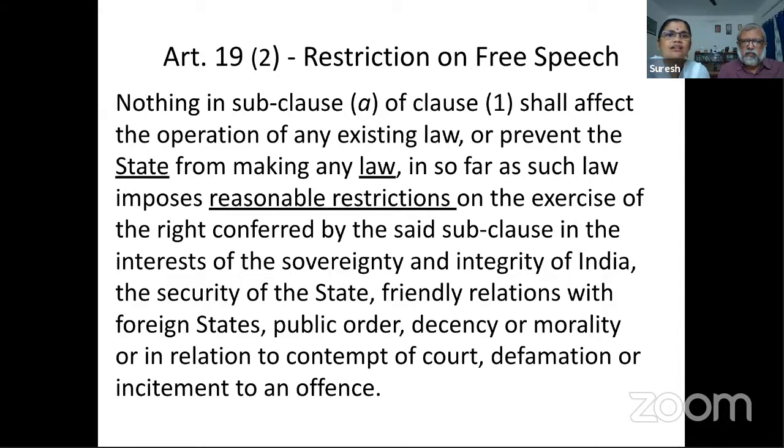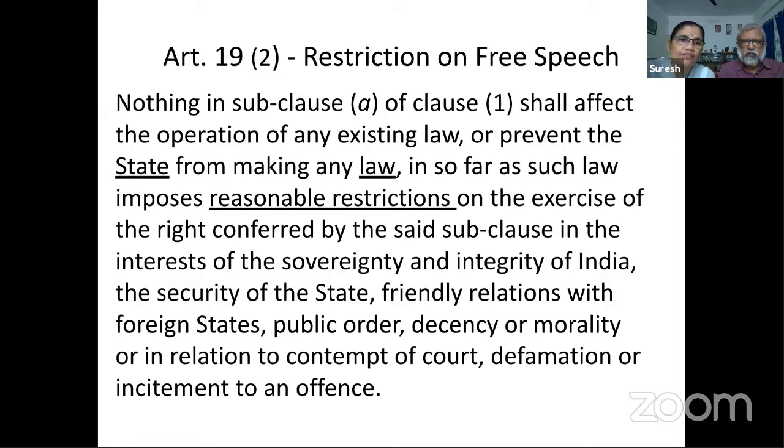Nothing in subclause A. Now, subclause A is the earlier paragraph that we saw, which is the citizens will have the right to exercise freedom of speech and expression, shall affect the operation of any existing law, because this was at the time of the Constitution, so any of the pre-constitutional laws, or prevent the state from making any law insofar as such law imposes reasonable restrictions.